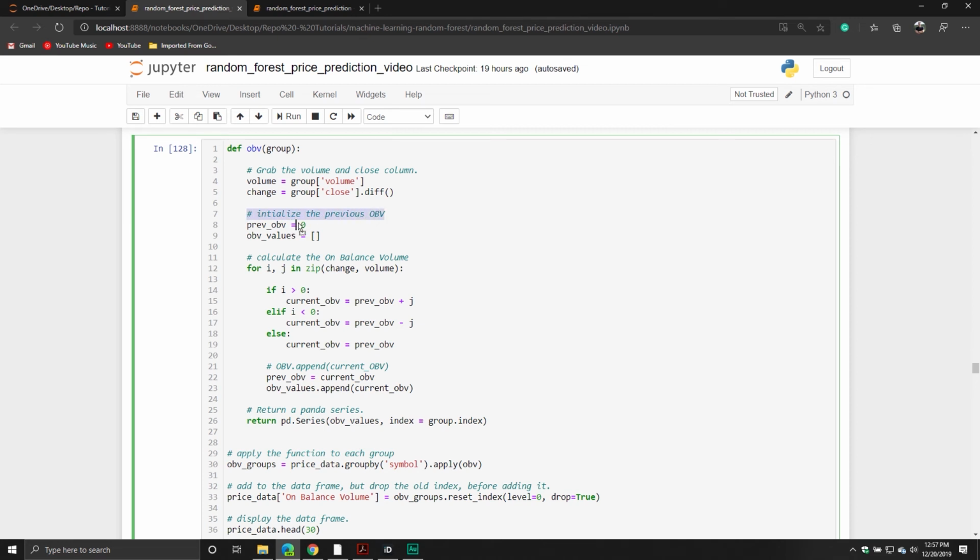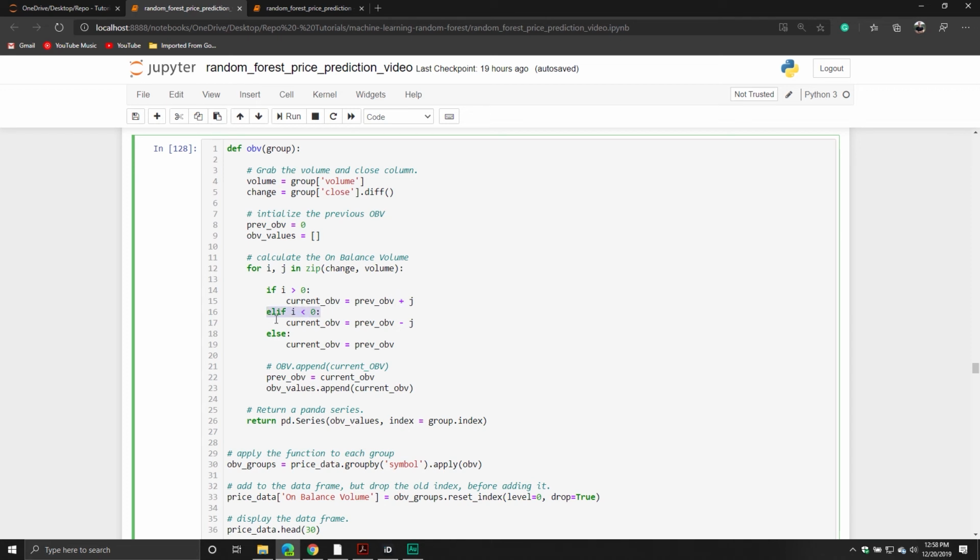I then initialize some values. So this is calculating my on balance volume, and then I create a list to store all those values. And then what I do is I zip these two values right here, and I loop through basically each row of that column. And then I say a very simple rule. Okay, so if the change is greater than 0, then my current on balance volume is my previous one plus the volume of that day.